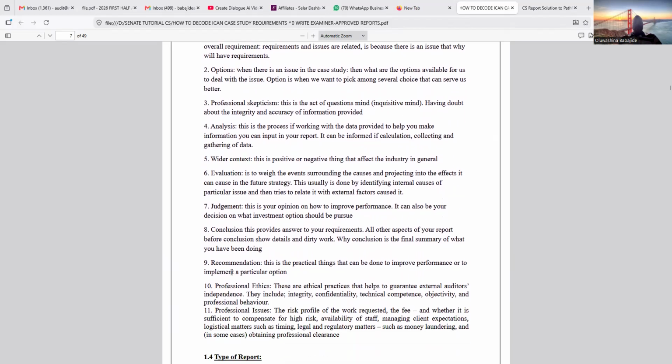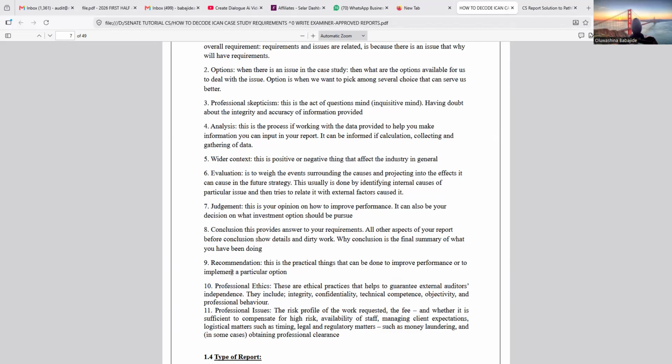Then another one is the evaluation. This is to weigh the events surrounding the causes and project the effect it can have on future strategy. This usually is done by identifying internal causes of particular issues and then trying to relate them with the external factor causes. Most of the questions usually come through evaluation. That's why I explain in detail what evaluation means when the examiner says evaluation.